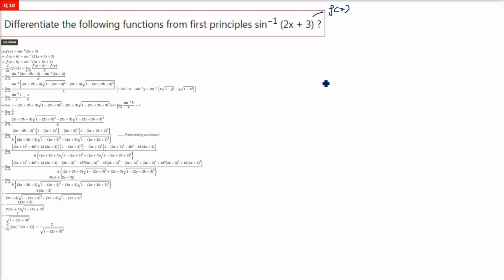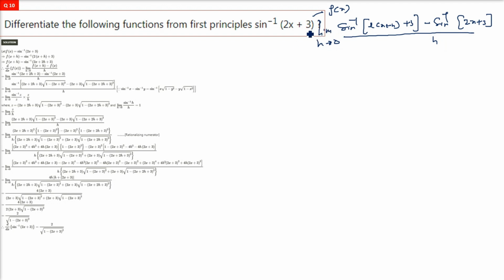There are certain trigonometric relationships that you need to remember, because if you don't know those relationships, you won't be able to solve it. For example, cos A minus cos B, sin A minus sin B, sin inverse x minus sin inverse y, cos inverse x minus cos inverse y. All these need to be understood. So you have sin inverse (2x plus h). I am applying the first principle. Wherever x is there, you make it x plus h and then subtract the original function, which is sin inverse (2x plus 3). So f(x plus h) minus f(x) divided by h I am doing, limit h tends to 0. Limit h tends to 0 and division by h I will be taking wherever it is required.